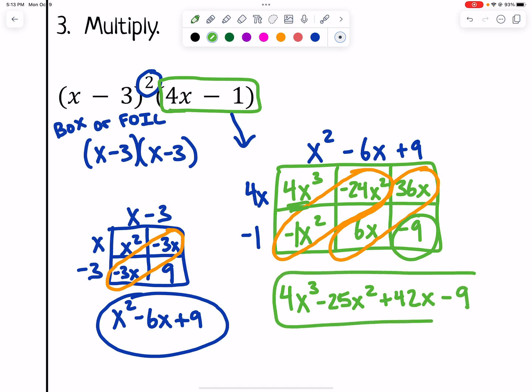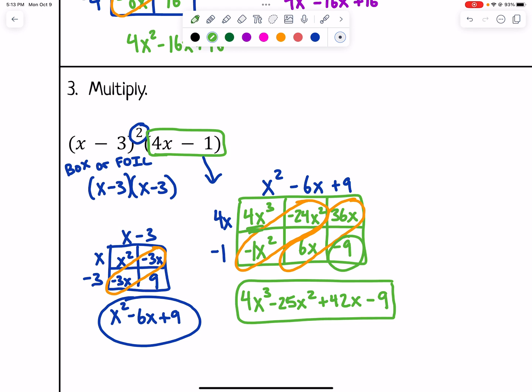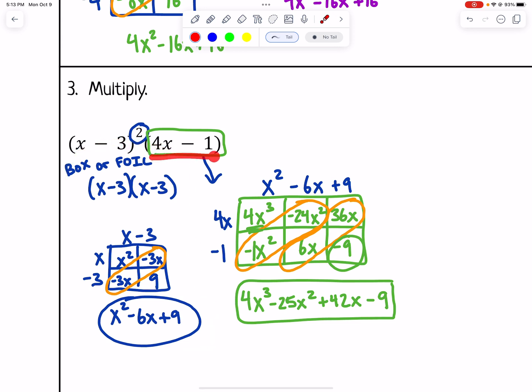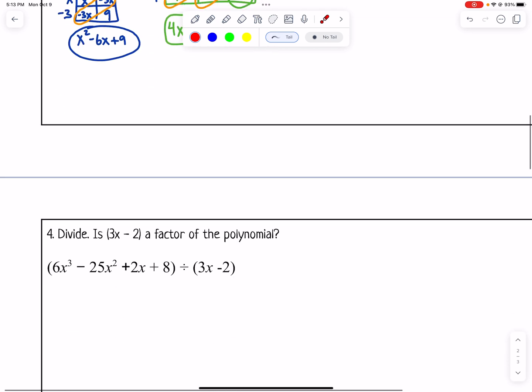So then I have all my terms in my polynomial by multiplying 2 binomials together first. You've got to do this one in 2 steps. So there's no way to shortcut it. You've got to FOIL the first 2 and then take that and multiply by the one that was left. So that would be it for number 3.